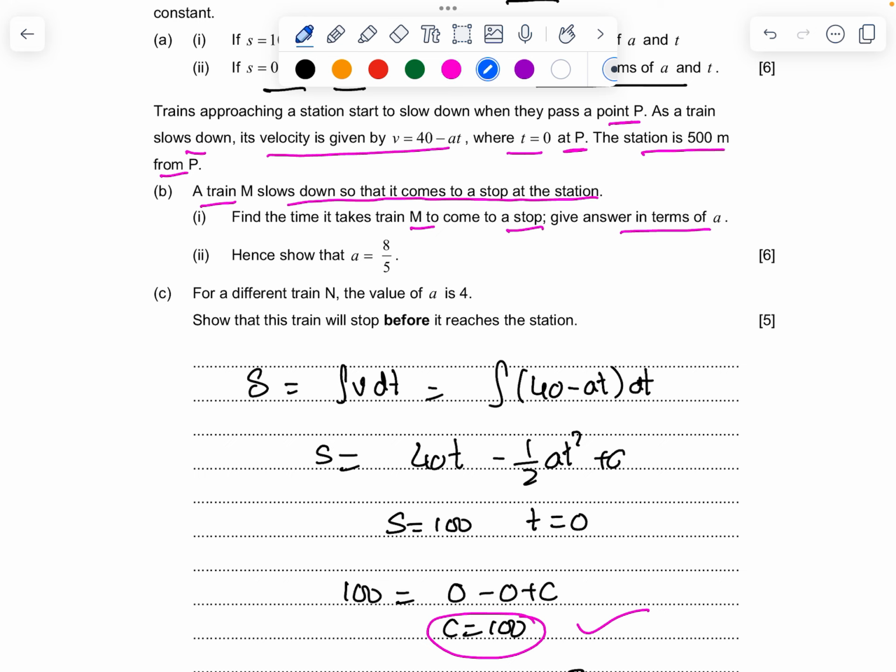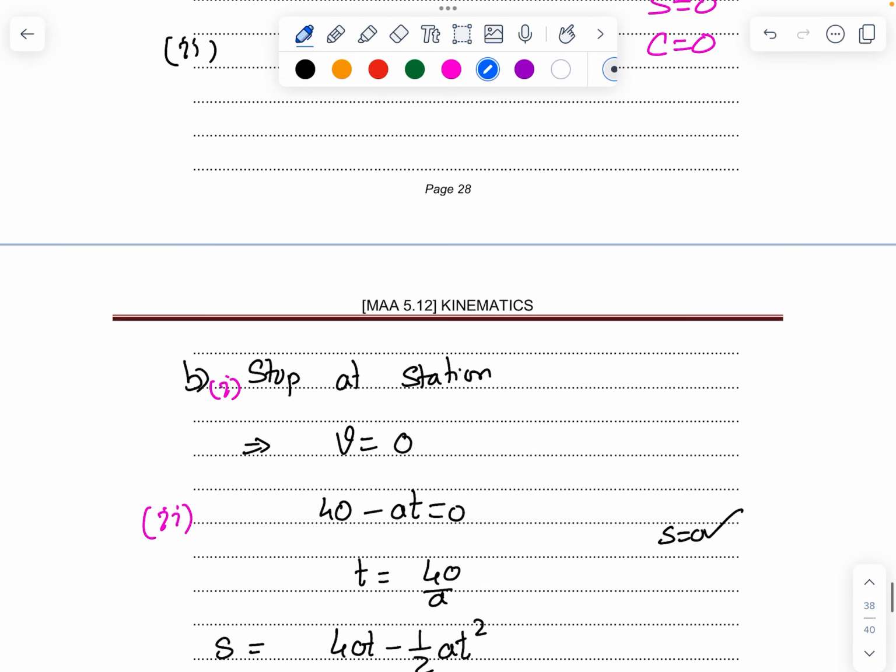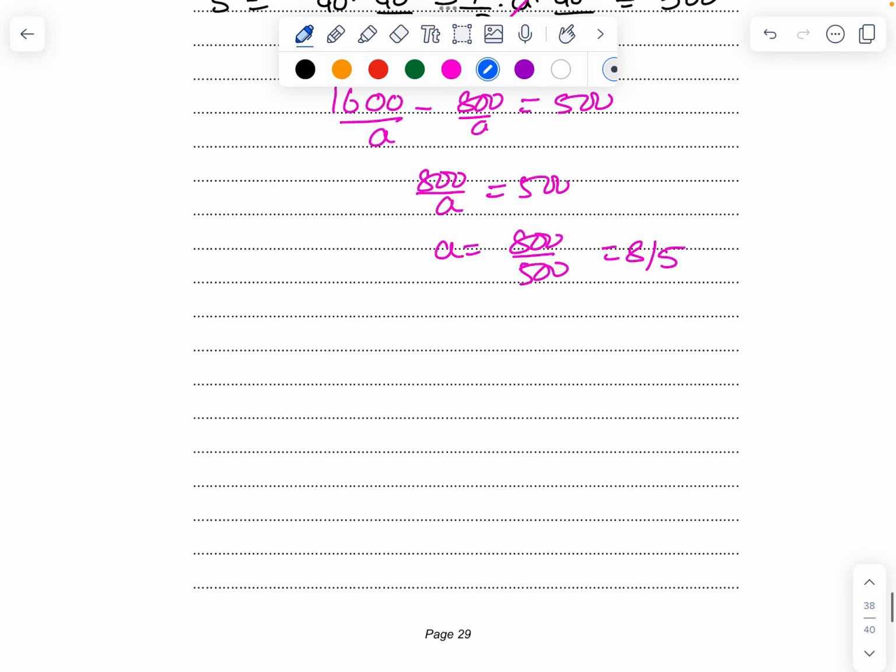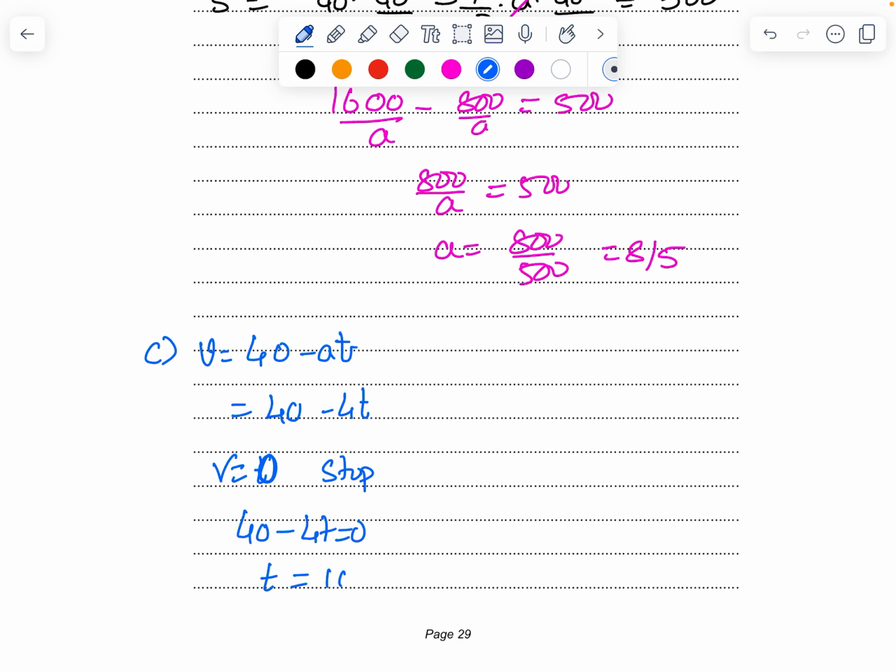Now finally part C. For a different train N, the a value is 4. Show that the train will stop before it reaches the station. For part C, we know that the a value is 4. So velocity is 40 - at, but the a value is 4, so 40 - 4t. Velocity should be equal to 0 whenever it is stopping. So 40 - 4t equals 0. So t equals 10 seconds.